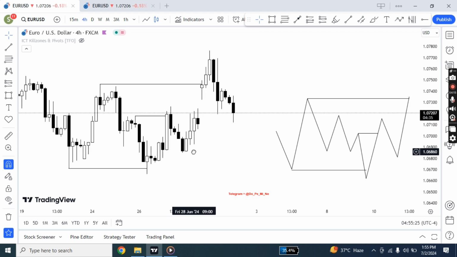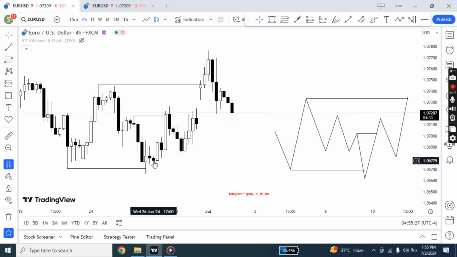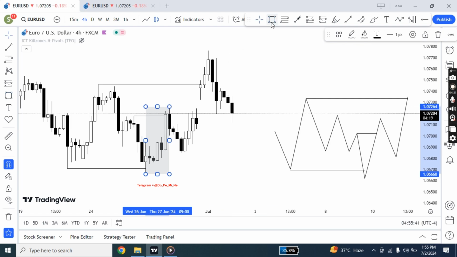The thought process behind this was based on a logical framework. First of all, we took out 50% of the range, which is this range high right here, and based on that we can expect a retracement profile before we can move on and expand higher and continue our journey towards the opposing end of the range right here.